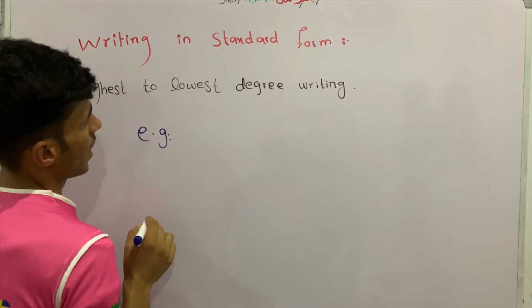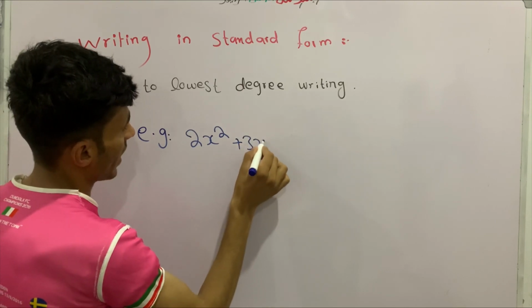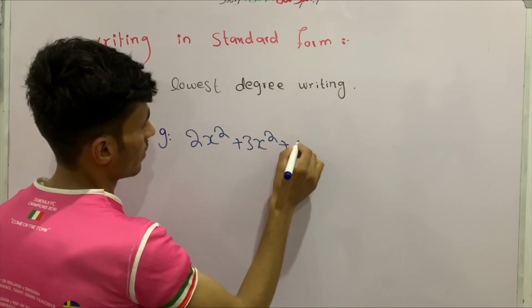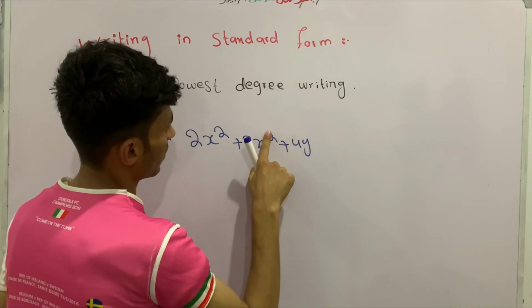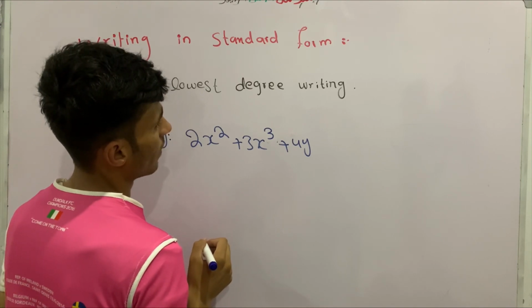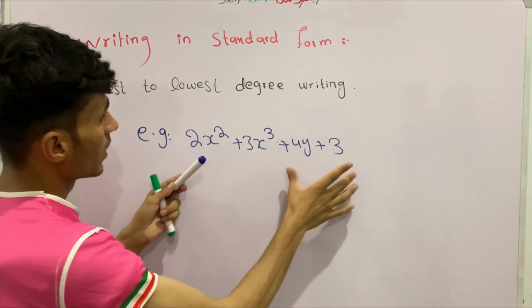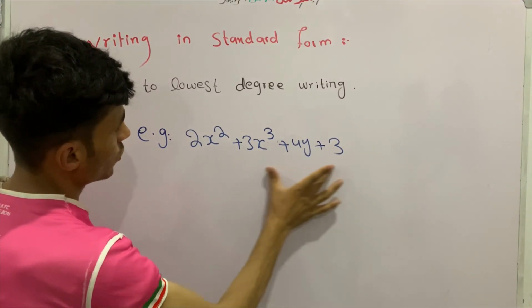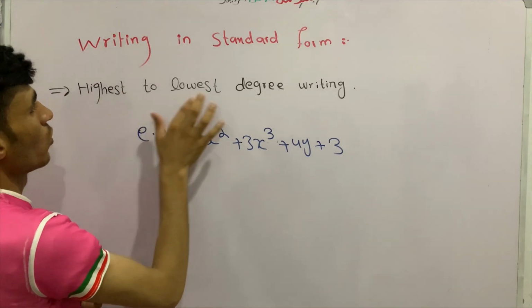here is a polynomial: 2x squared plus 3x cubed plus 4y. Here is the cubed, okay? Plus 3. Here's a polynomial. We're asked to write this in standard form. Here, highest to lowest degree.